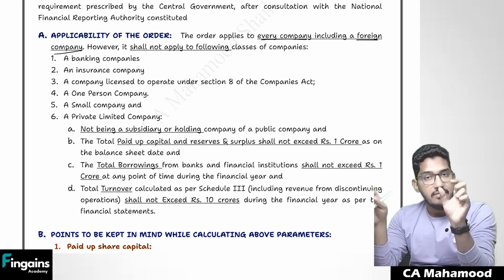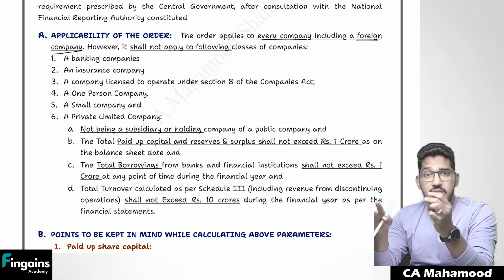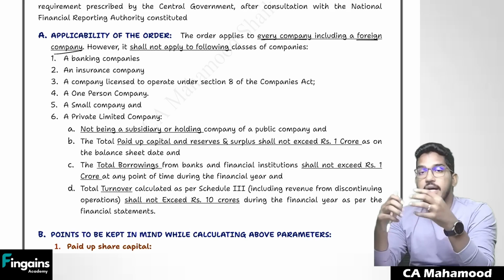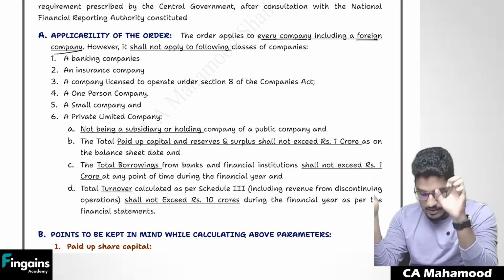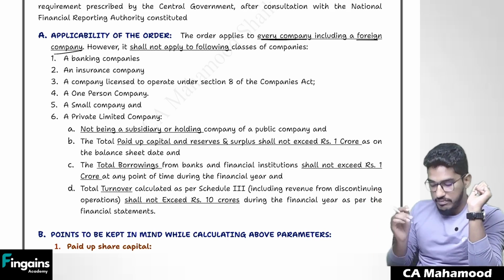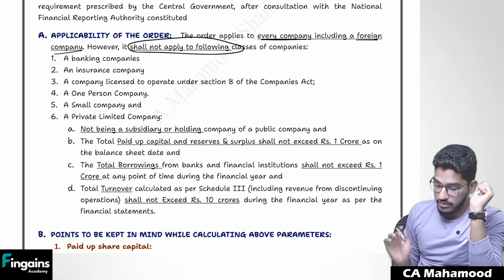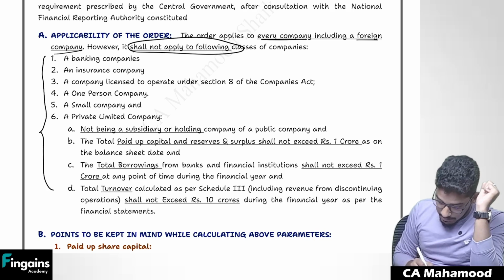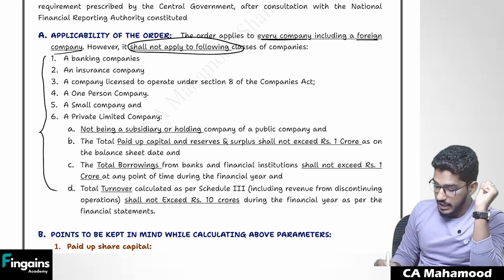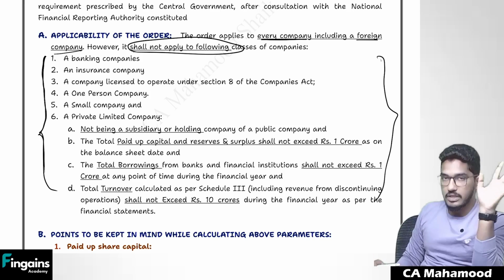Because if a foreign company doesn't have a place of business in India, and if we go to them and ask them to comply with our Indian laws and regulations, they will ask you to get lost. So when I say foreign company, I'm always referring to a company which is incorporated outside India but having a place of business in India. So this order applies to every company, including a foreign company also. But however, this shall not apply to the following classes of companies. That means, in case your client company falls under any of these categories, the client company for whom you are doing the audit, then your audit report need not contain CARO reporting requirements.